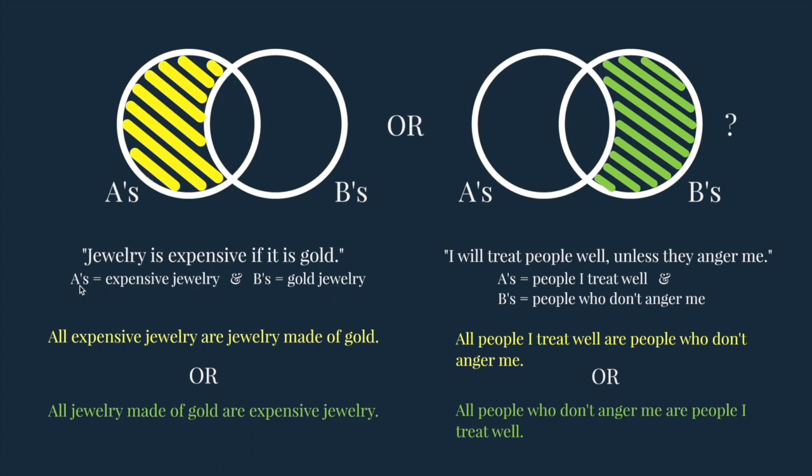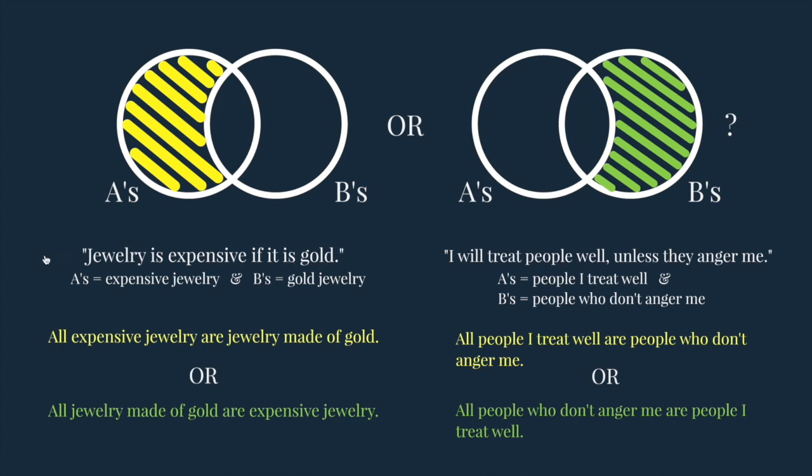In this case, I've said my A's are expensive jewelry and my B's are all gold jewelry. And now I can try out different versions of a categorical statement. I can say all expensive jewelry are jewelry made of gold, or perhaps all jewelry made of gold are expensive jewelry. And I can look at the two Venn diagrams for these two options and try to figure out which one of these actually fits the original statement that I was trying to articulate.